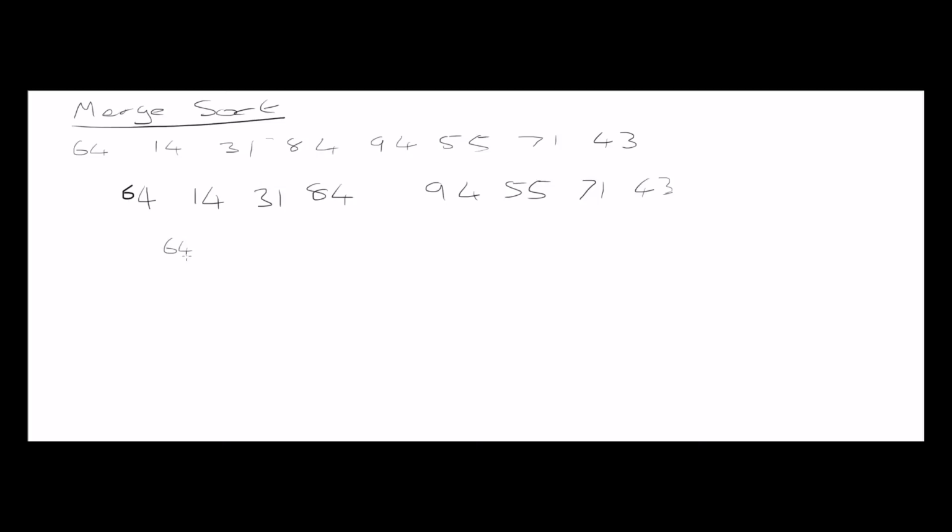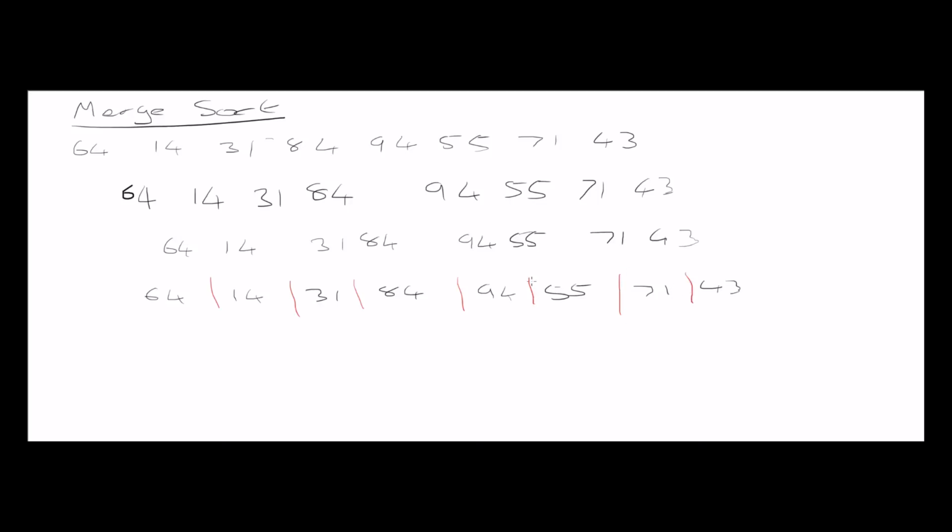So I get 64, 14, 31, 84, 94, 55, 71, 43. And then I halve each list again, so I effectively get 8 lists with 1 number in each list. So 64, 14, 31, 84, 94, 55, 71, 43. And this might look similar to you to the original list, but they're not all in one list. These are separate lists with 1 value in each list.